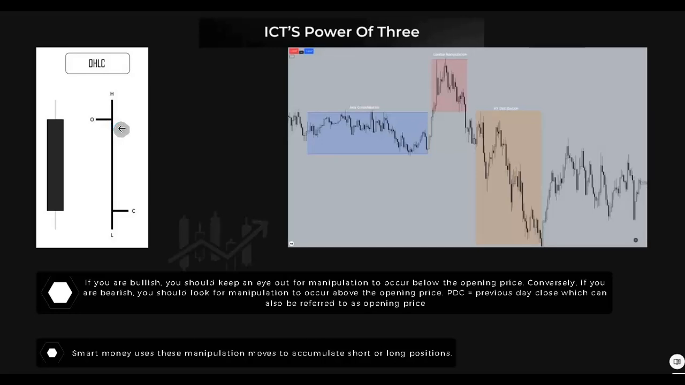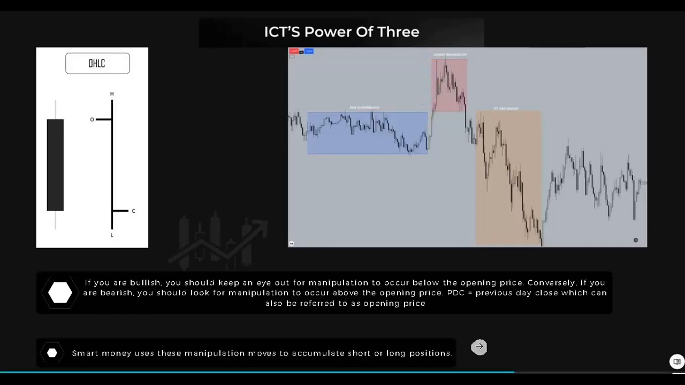Look for manipulation to occur above the opening price. Price opens here, meaning the manipulation is this higher wick in a bearish market. The manipulation is the higher wick, demonstrated on this diagram. Price opened at this level, and it created the high, which is what we refer to as the manipulation.